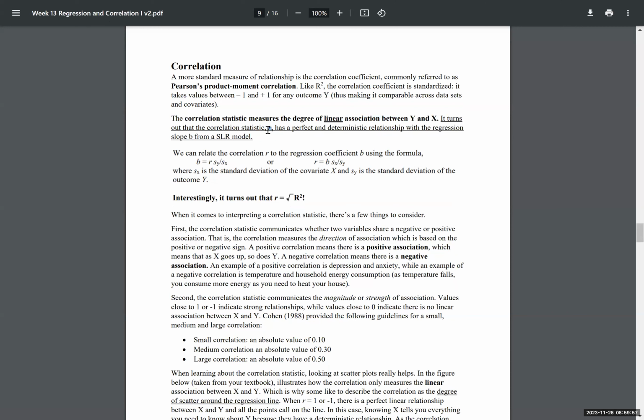Note that r has a very, very close relationship with our regression slope B. And there's actually an equation here. You can convert back and forth from B to r. So B equals r, the correlation, times the standard deviation of Y divided by the standard deviation of X. You can invert that and say that r equals the regression slope B times the standard deviation of X divided by the standard deviation of Y. So correlation is really, really closely tied to simple linear regression.